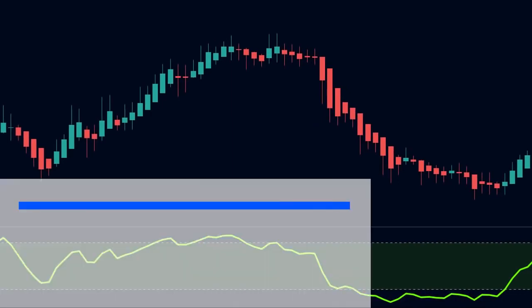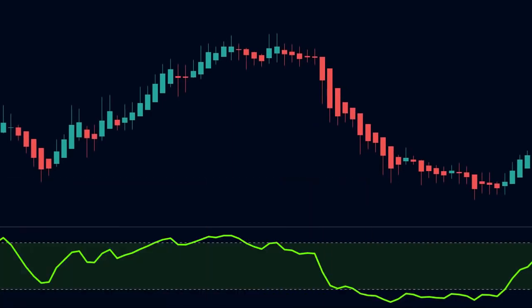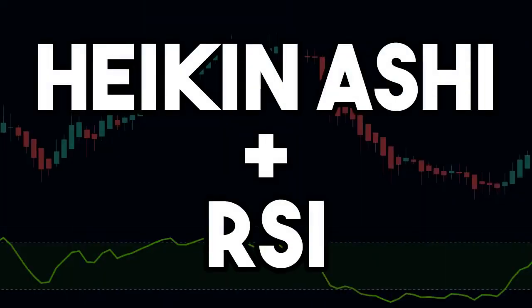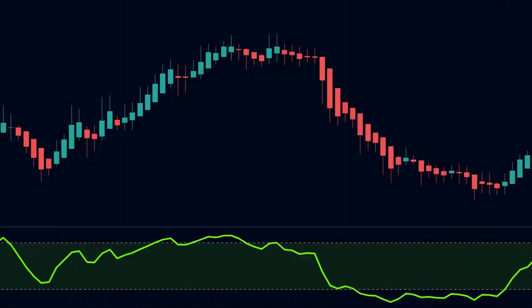Another way of using the Heikin Ashi candles is to trade reversals. To catch market reversal, we will use our knowledge of Heikin Ashi and combine it with the RSI indicator. I have made a separate video on the RSI indicator.